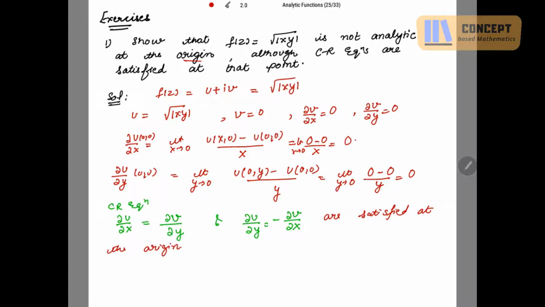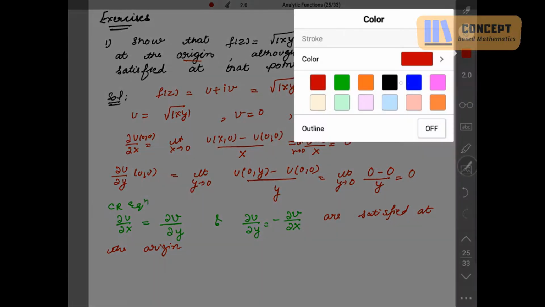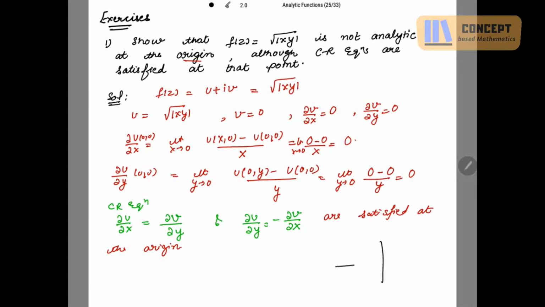Now let's check about the analyticity. That is, we are to check whether the function is differentiable or not at the origin. The function will be analytic at the origin if it is differentiable everywhere in the neighborhood of 0. If the function is differentiable at all the points in the neighborhood of the origin, then the function is analytic at the origin.